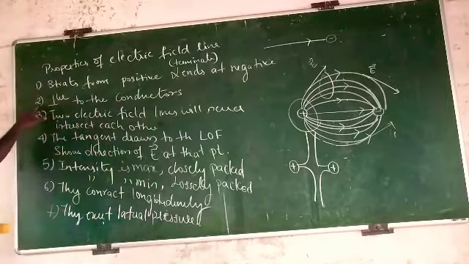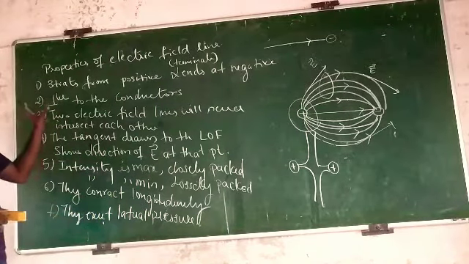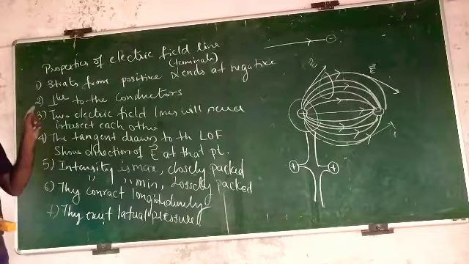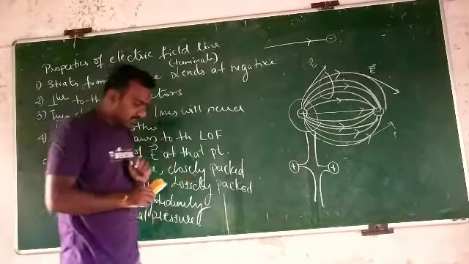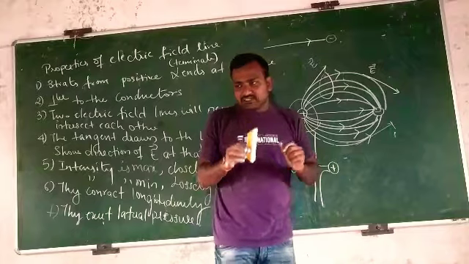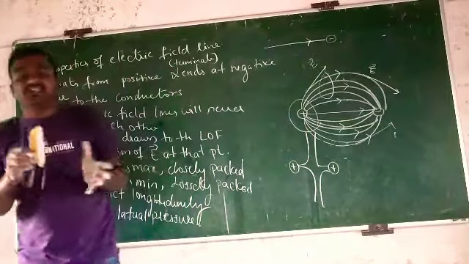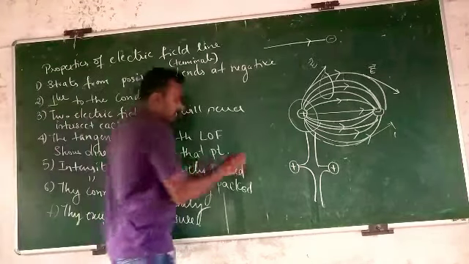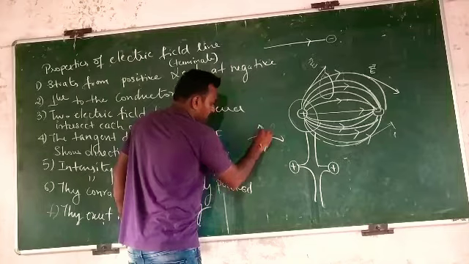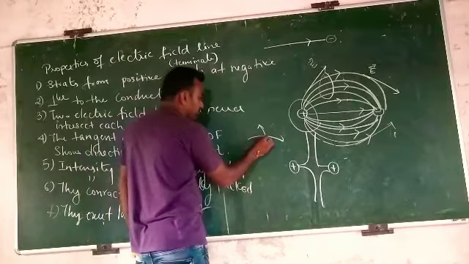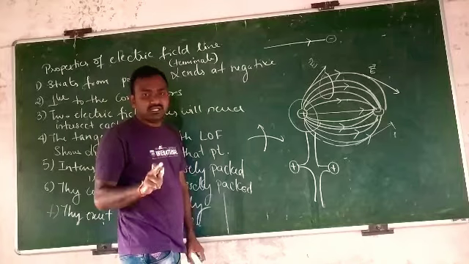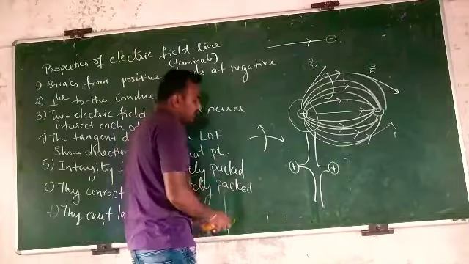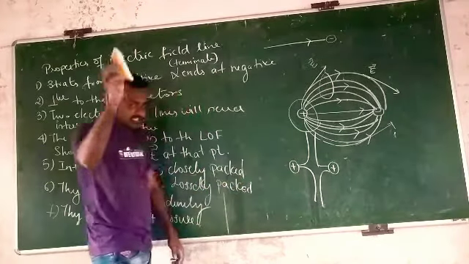Next, the second one is that electric field lines are always perpendicular to the conductors. The third one is two electric field lines will never intersect each other. In one more question, they will ask you why two electric field lines will never intersect each other. The answer for this is: when two electric field lines intersect each other at a single point, two directions are not possible at the same point. Hence, two electric field lines never intersect each other.